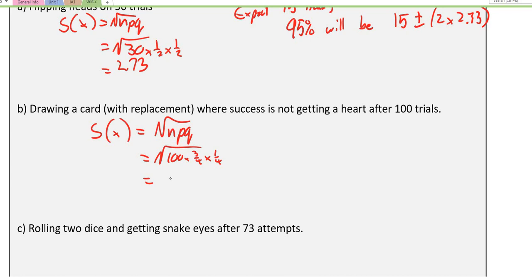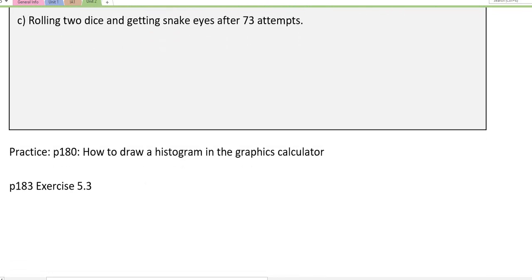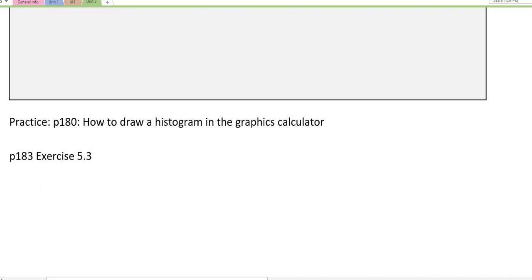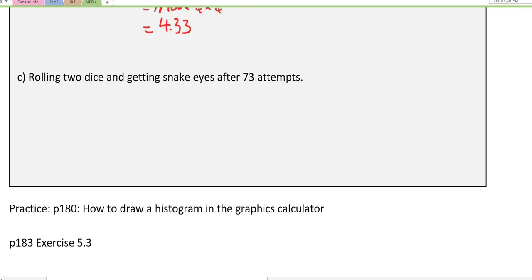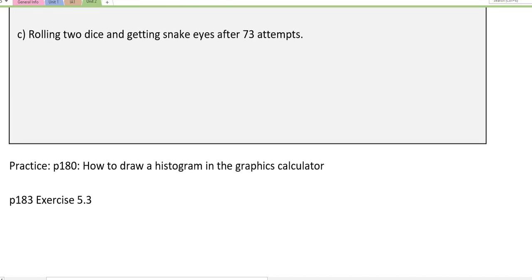Okay, we've got root 100 times 3/4 times 1/4, which is 4.33. That makes a lot more sense. Okay, and I'm going to skip that one. Guys, you can have a look. I skipped C. I don't care about it.